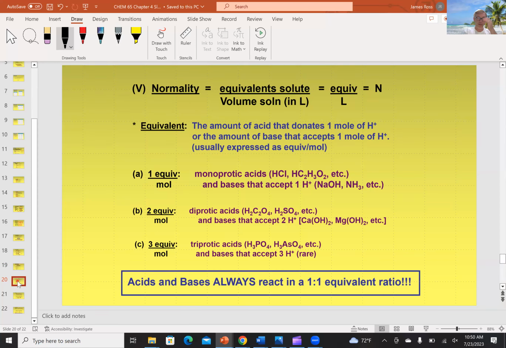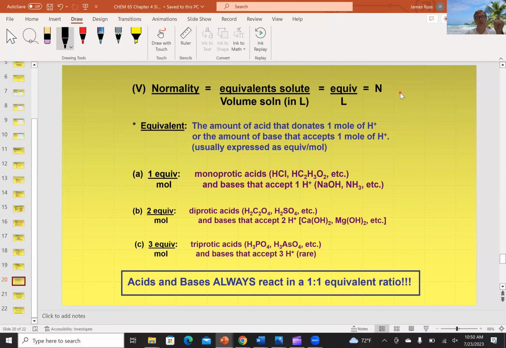Okay, normality. Normality is an older but definitely useful way to monitor an acid-base reaction because we can make a sweeping statement about normality. And it's down here in blue. Acids and bases always react in a 1-to-1 equivalent ratio. So normality measures equivalence per unit volume in liter, and it has the symbol capital N.